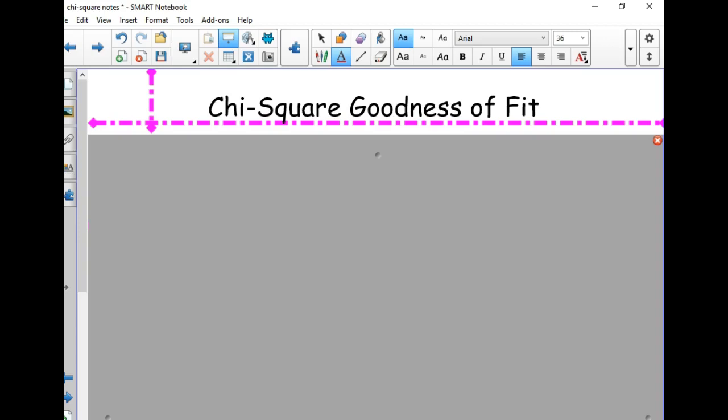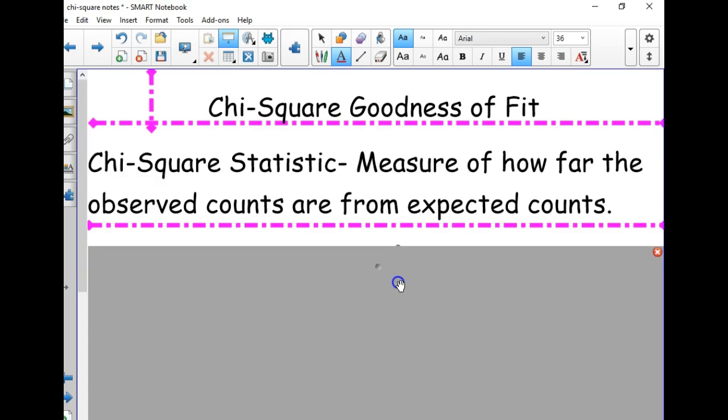So we get a z-score, a t-score, or a chi-square value. And we then make a decision by going to a table and asking, do we have significant data now? Is there a significant difference? Do we have evidence to support that HA? Okay, so exactly what a chi-square statistic is: it's a measure of how far the observed counts are from the expected counts. So get that down.